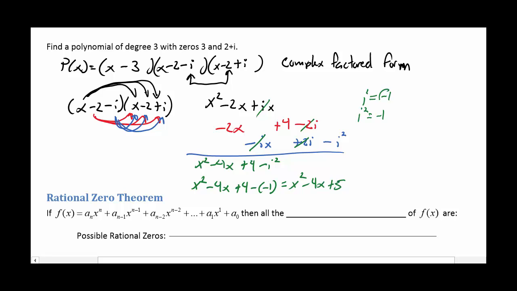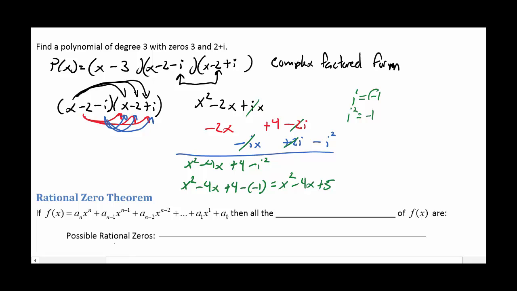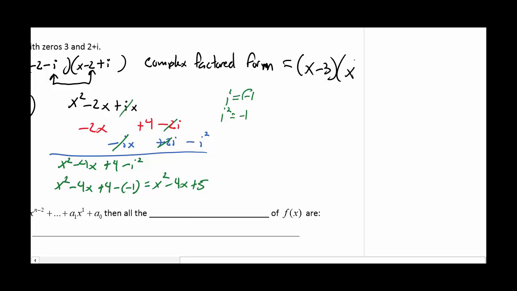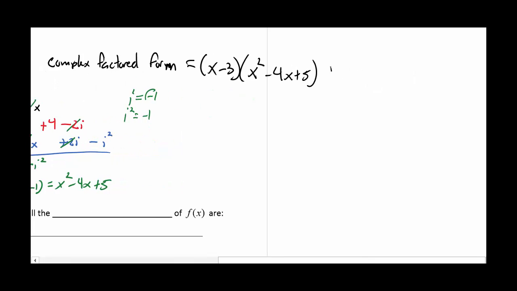Okay, now what does this have to do with anything? Well, remember all we did was multiply that x minus 2 minus i and that x minus 2 plus i. So that's going to bring us up to a different form of this polynomial. Okay, so p of x then, we have an x minus 3 and that green thing that we just simplified, so x squared minus 4x plus 5. And I'm going to give that a name. I'm going to call that factored form.